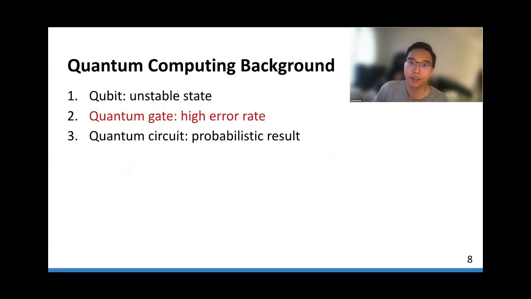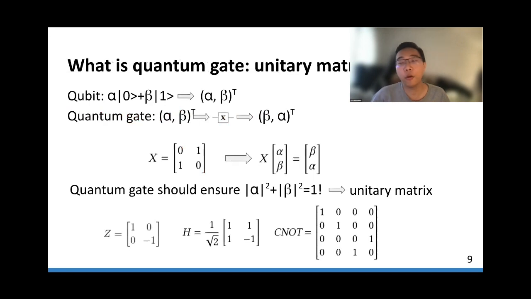Okay. So let's talk about the quantum gate and what today's quantum gates look like. If we represent a qubit as a vector, for example, we represent alpha 0 plus beta 1 as a 2 by 1 vector, alpha, beta, then we can represent a quantum gate as a matrix, a unitary matrix. For example, the X gate transforms alpha, beta to beta, alpha, so the X gate is a 2 by 2 matrix listed as 0, 1, 1, 0. So it's a unitary matrix. Every quantum gate can be represented in math as a unitary matrix.